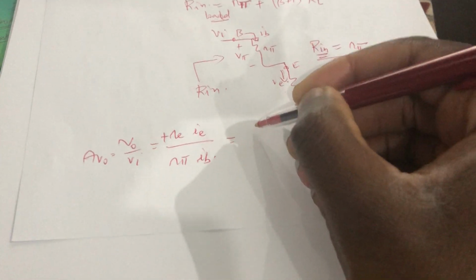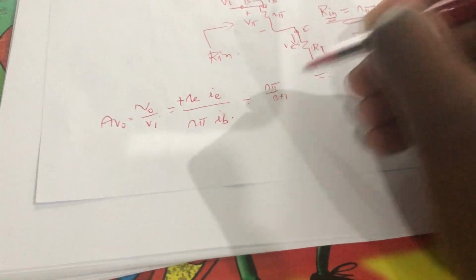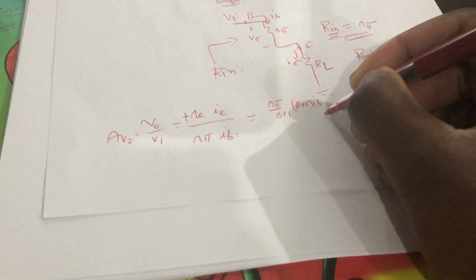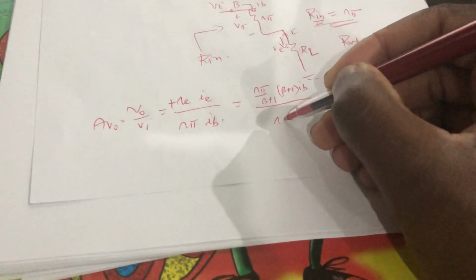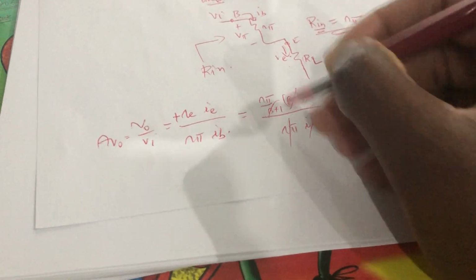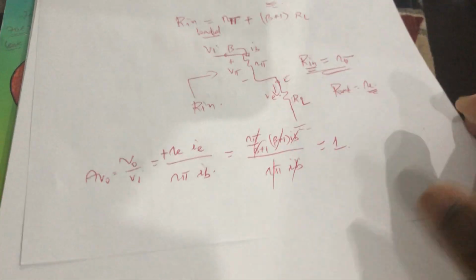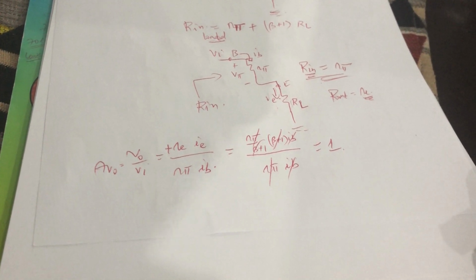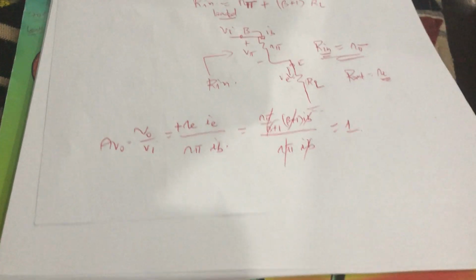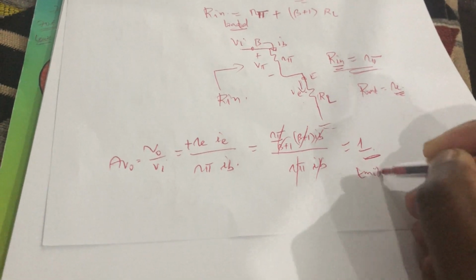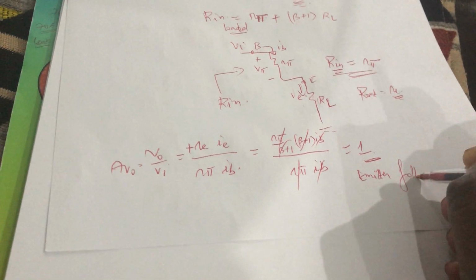So knowing that RE is R pi over beta plus 1, and at the same time IE is beta plus 1 times IB, if you divide that by R pi IB, the IB cancels, R pi cancels, and you get 1. So this is very important. The unloaded gain or open loop gain of a common collector amplifier is 1. That's why we refer to it as the emitter follower.